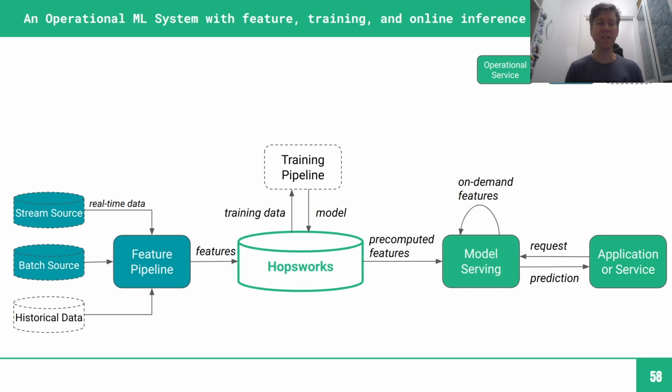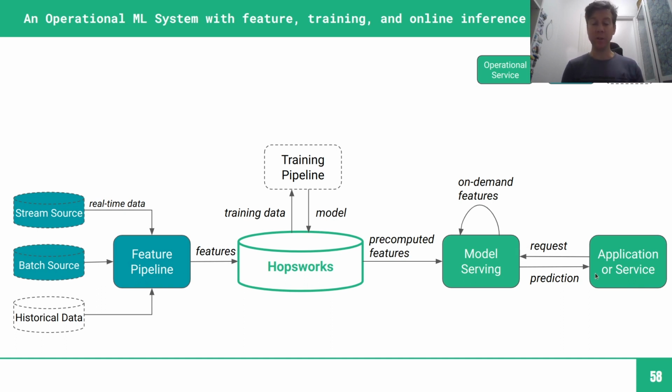An operational system is slightly different. We can see that the only program that's run on a schedule is a feature pipeline. The inference pipeline is now an operational service. We can see it up here in green, the operational service is called model serving. So you'll typically have a model serving infrastructure that will take your model and host it behind a network endpoint so that your application can make requests on that network endpoint and get back predictions.